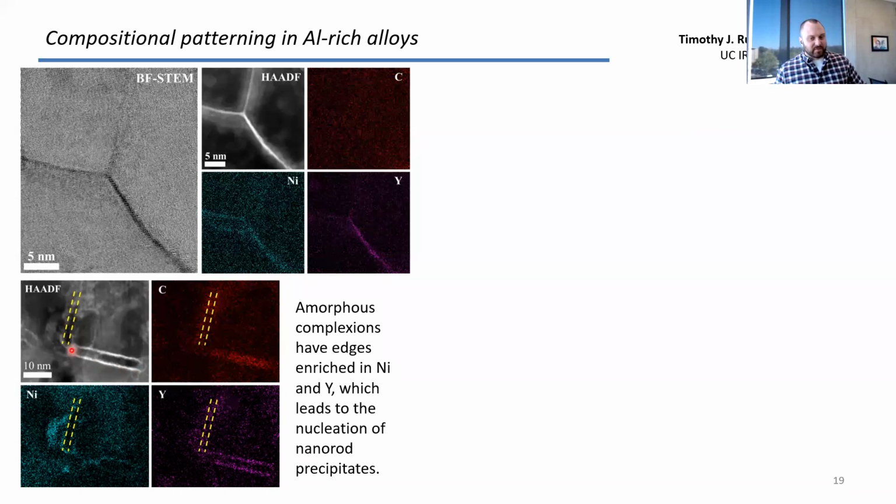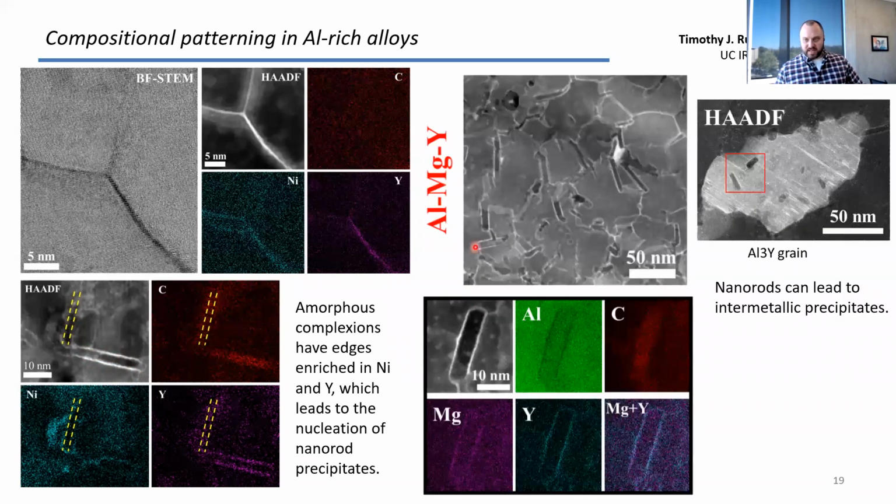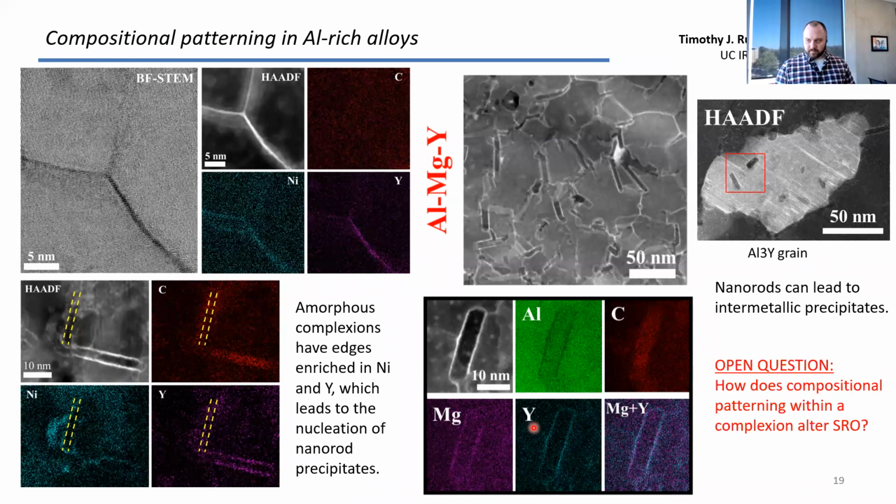In this case, you actually form the growth of nanorod precipitates from the amorphous complexions. And those sort of decorate the inside of the microstructure. They can also eventually lead to nucleation of real secondary intermetallic phases. Okay. And on the bottom here, I'm again showing that clear core shell structure, where in this case, those little nanorods are actually aluminum carbides, but they collect magnesium and yttrium along the outside.